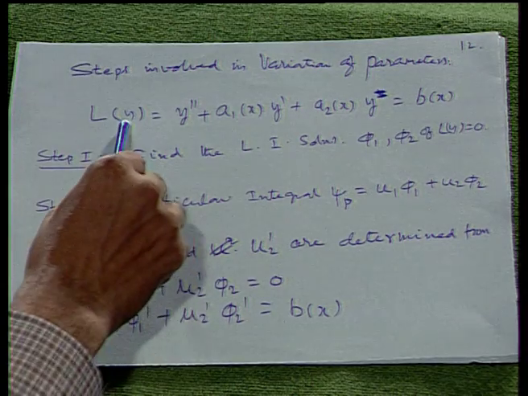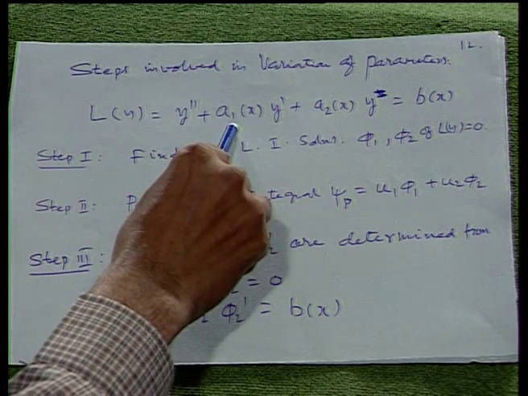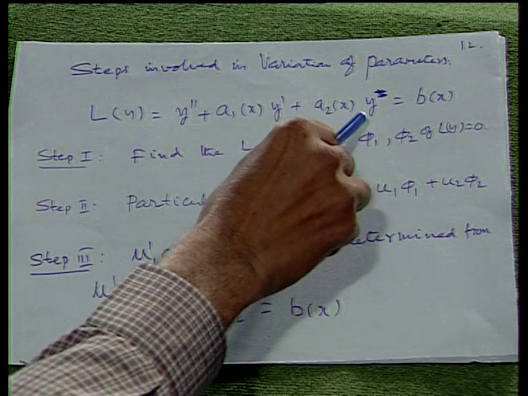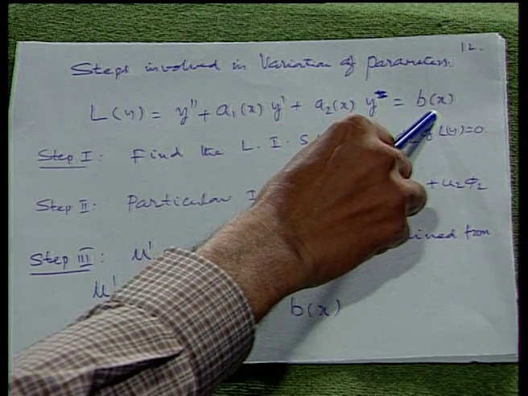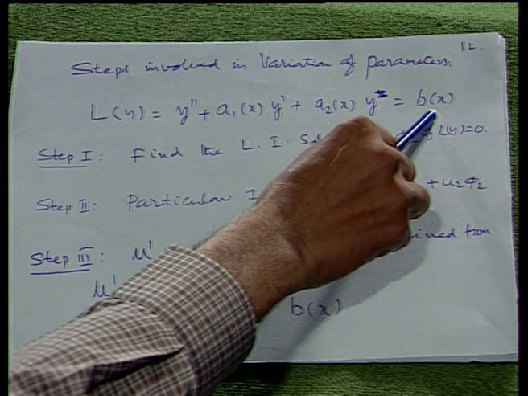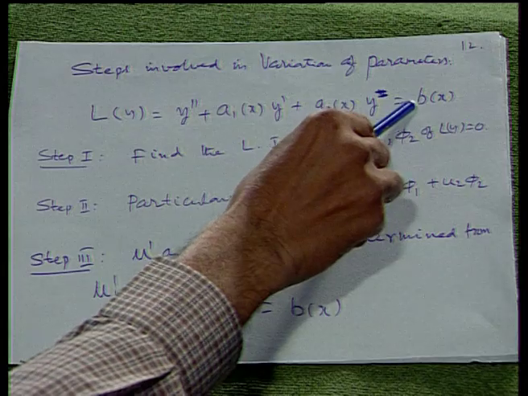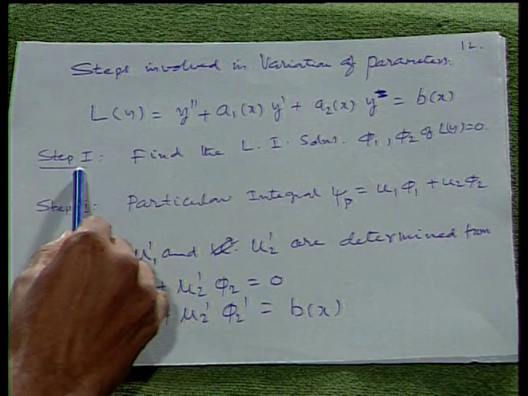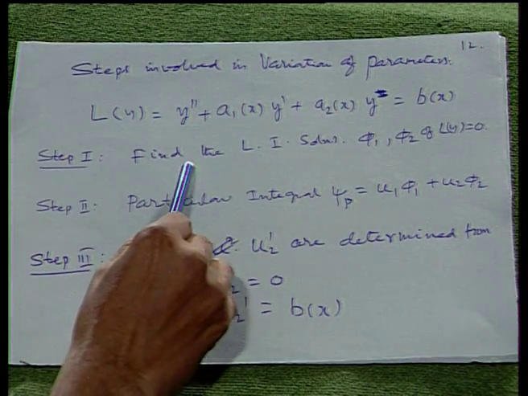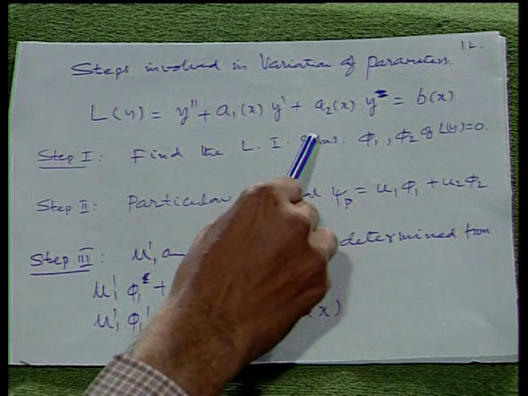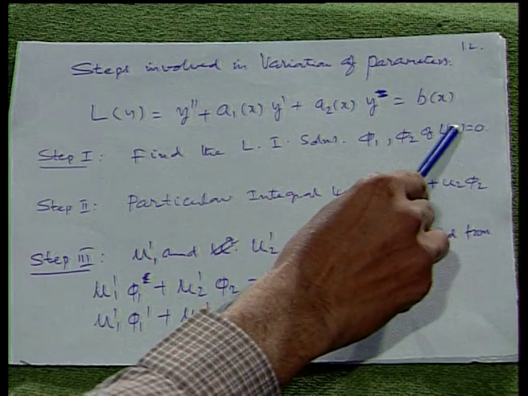Let us go back to the actual method of variation of parameters. We will consider a second order differential equation, namely Ly = y'' + a1(x) y' + a2(x) y = B(x). Now, the steps involved in solving this differential equation through variation of parameters: first of all, find the linearly independent solutions corresponding to Ly = 0.